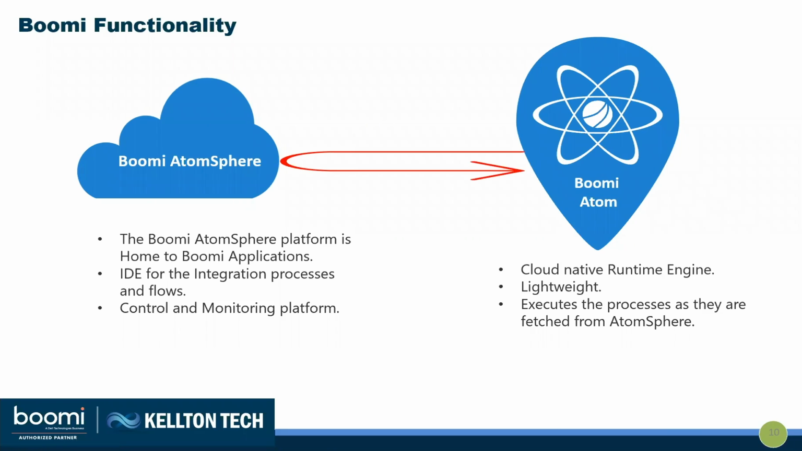Rather, the Boomi Atom makes a reverse invoke connection to your Atom Sphere, fetches the processes which are waiting to be executed or deployed, and then runs those processes on the runtime engine. So this is one of the finest functionalities of Boomi. You don't need to punch holes in your firewall when you're working with the Boomi integration platform. Moving on. The core components, just to reiterate, are the Boomi Atom Sphere and the Boomi Atom. The Atom is the lightweight, cloud native runtime engine.